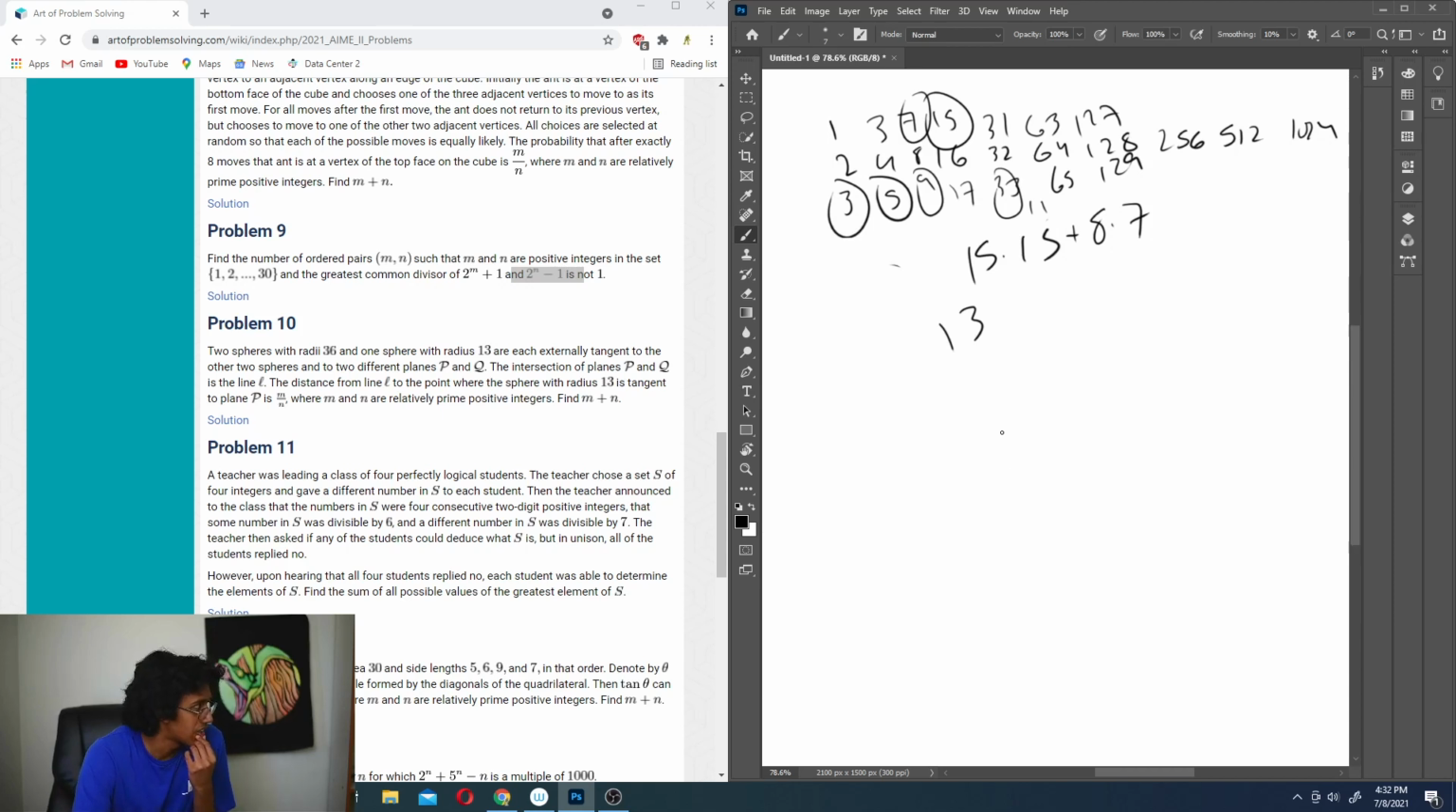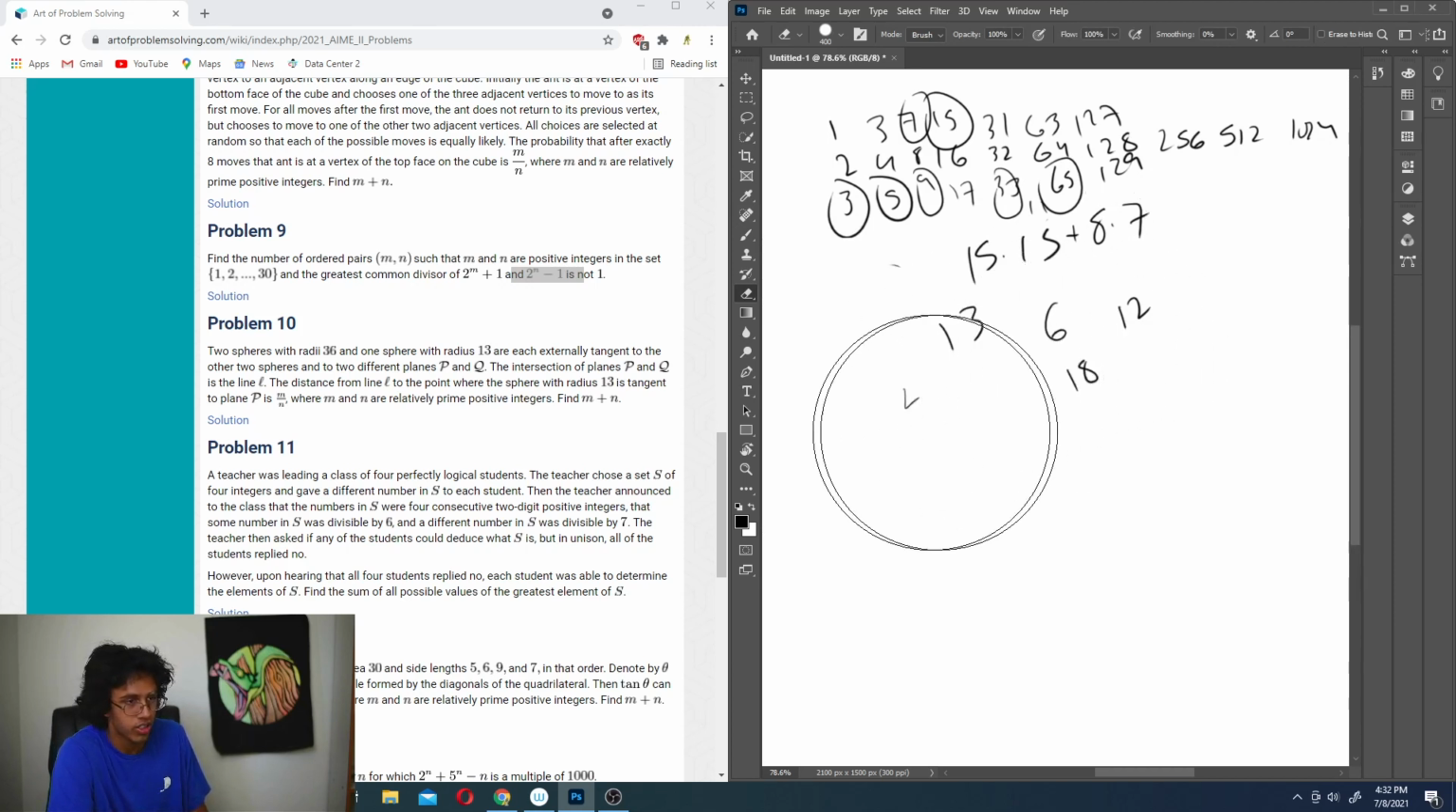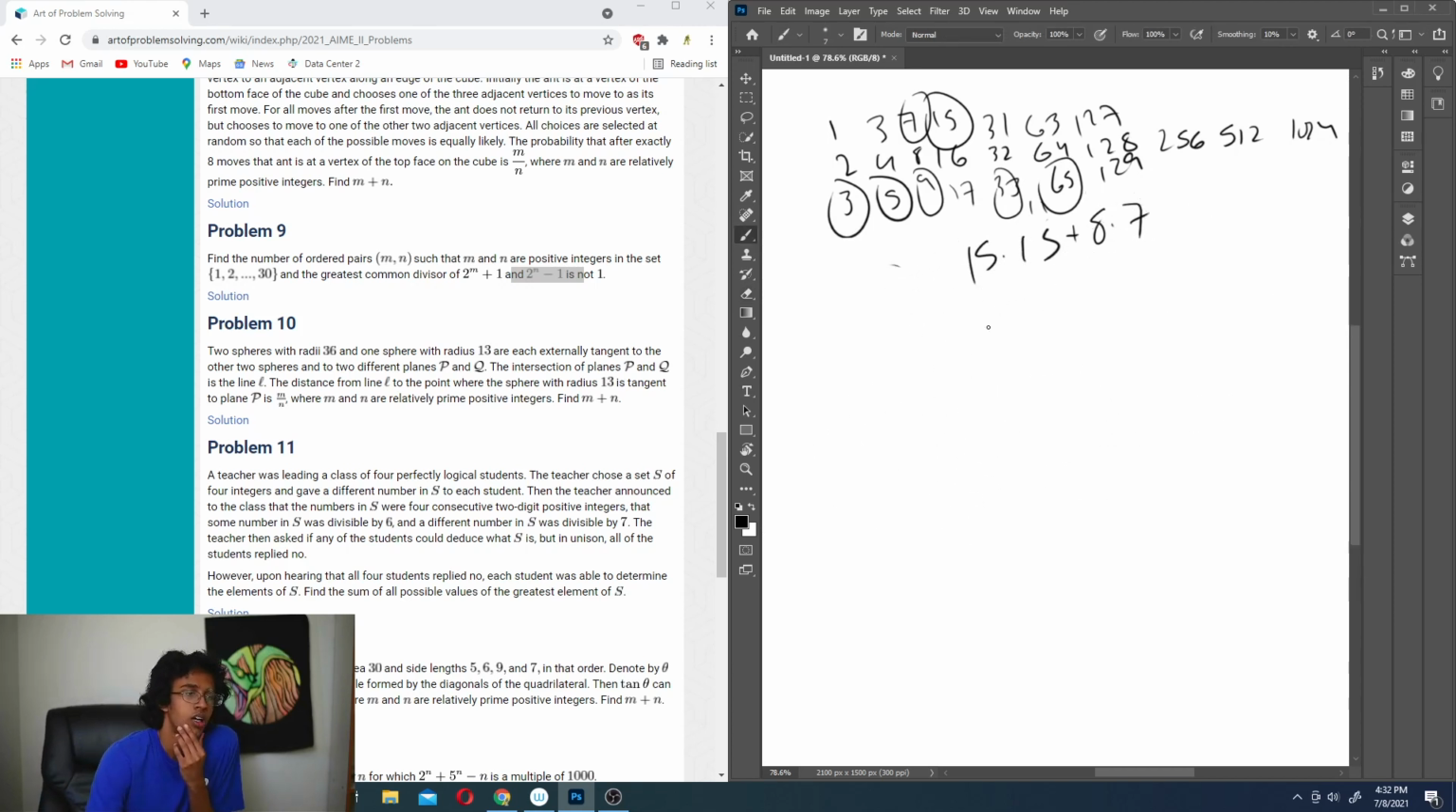13. Okay, so 65 works. So that's like 6, right? And then we have 12, and then 18. But this is like, so we have 2, 4, 2, 6. Yeah, okay, so this is just counted in the same thing as our 5. So this is counted when we counted 5s. Okay, so that doesn't help.